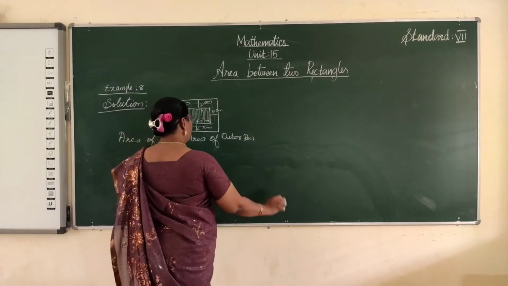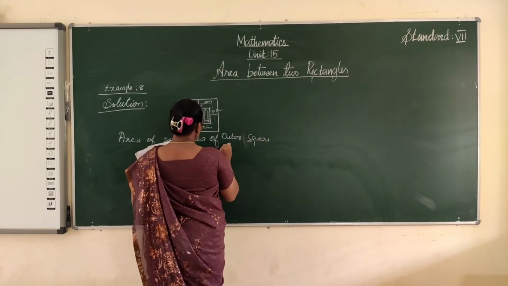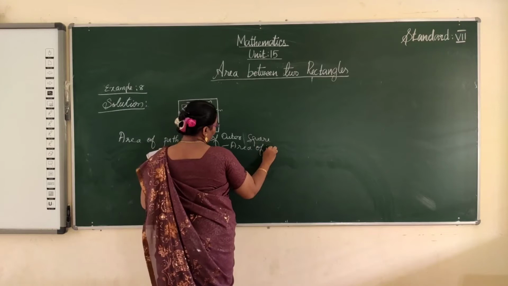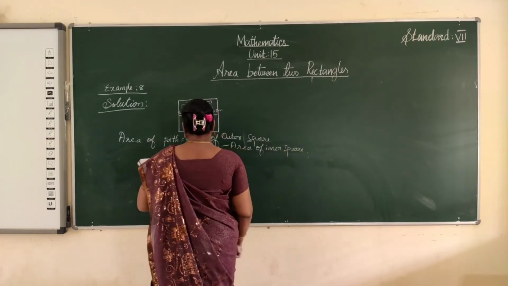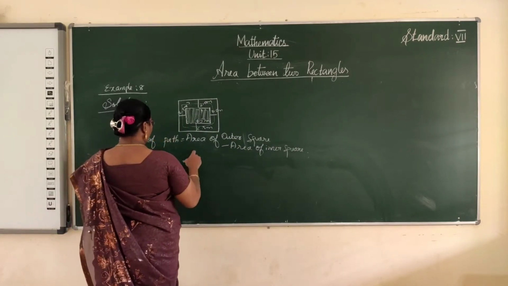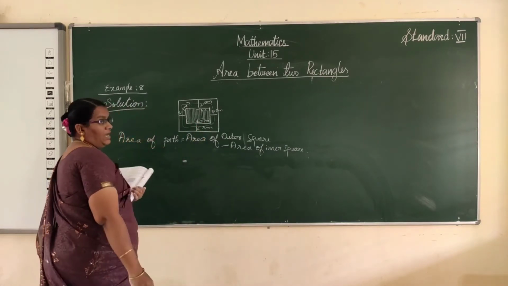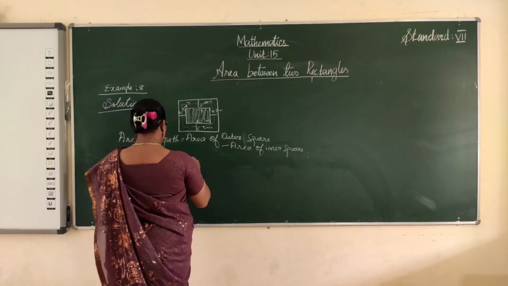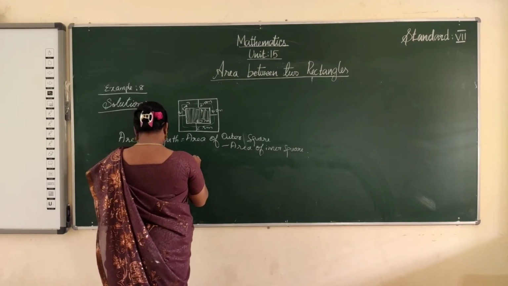Which shape is given? Square. So the area of the outer square minus the area of the inner square. First we calculate the area of the outer square. What is the formula? A square.